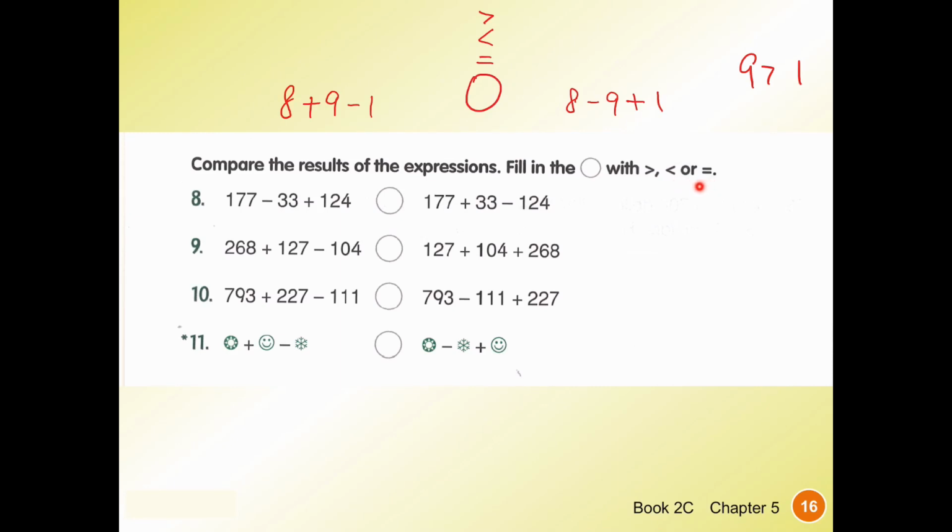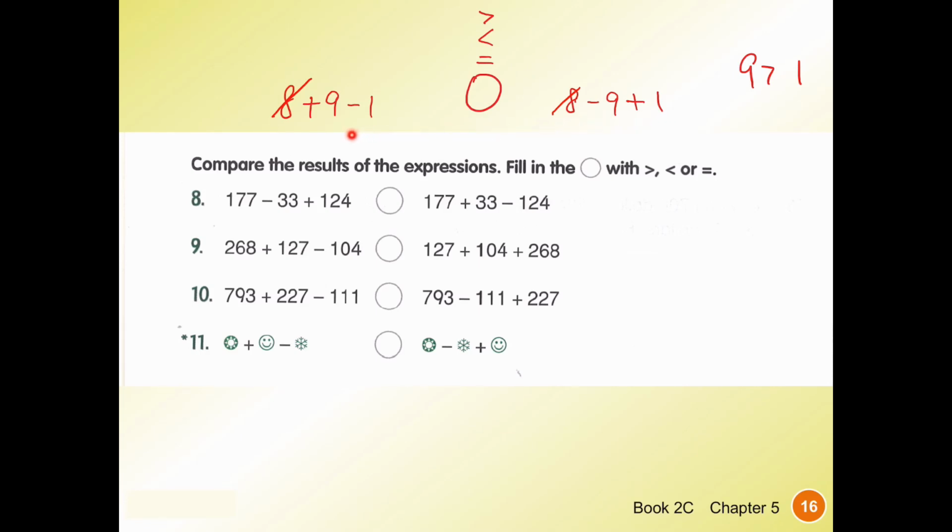So before I actually talk about these questions, I would like to provide you with an example with smaller numbers. So here I have two expressions, 8 plus 9 minus 1 and also 8 minus 9 plus 1. Because we have 8 on both sides, I'll ignore that for now. And then we have plus 9 on the left hand side and then minus 9 on the right hand side. So bear in mind that 9 is actually greater than 1. And we have minus 1 on the left side and then plus 1 on the right hand side.